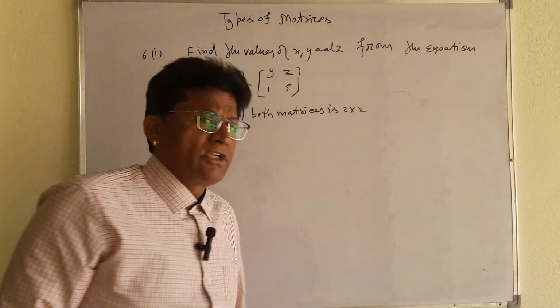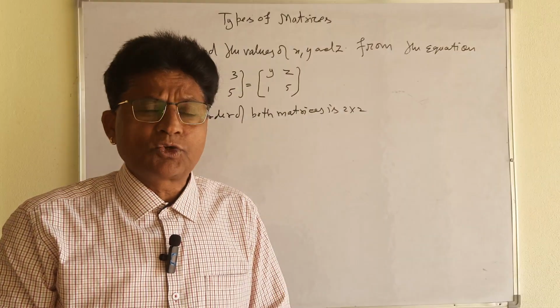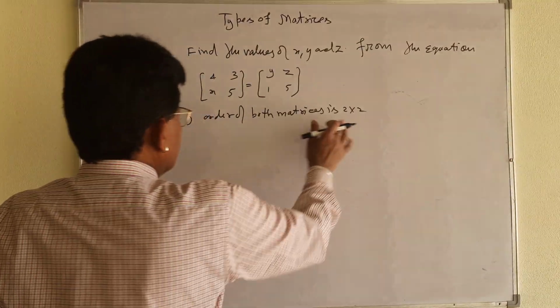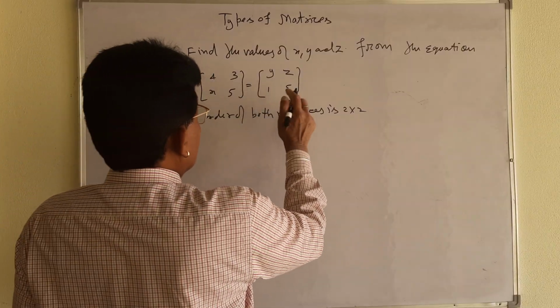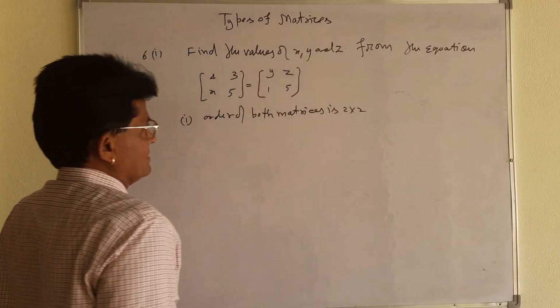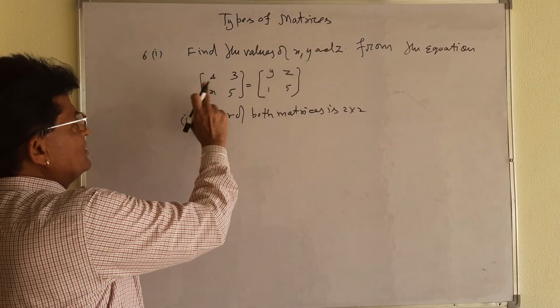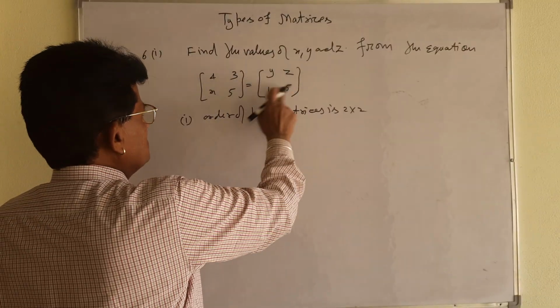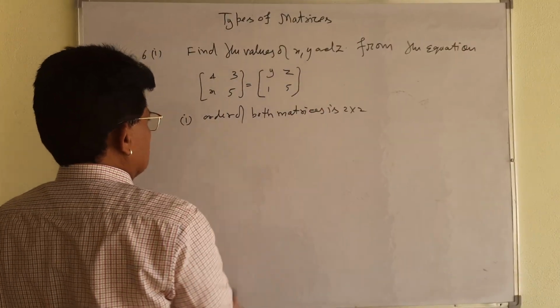Either you take a 2 by 2 square matrix. If it is given that it is a 2 by 2 matrix, its order is 2. The order of both is the same. See, this is also 2 by 2, this is also 2 by 2. 2 by 2 means 2 rows and 2 columns. That is a 2 by 2 matrix.